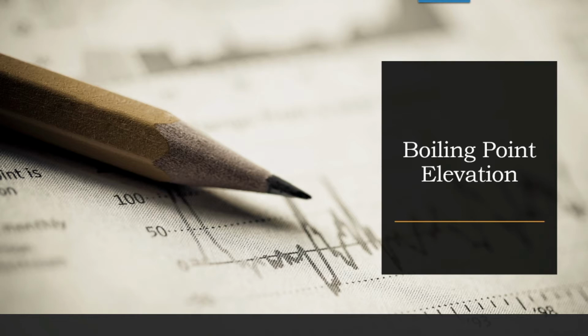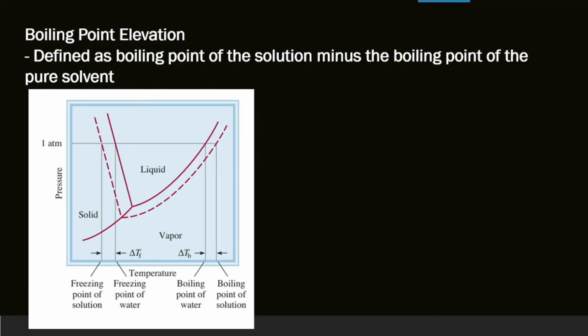In this video, pag-uusapan naman natin yung boiling point elevation. Okay? So, the boiling point of a solution is the temperature at which its vapor pressure equals the external atmospheric pressure. Because the presence of a non-volatile solute lowers the vapor pressure of a solution, it must also affect the boiling point of the solution. Boiling point elevation is defined as the boiling point of the solution minus the boiling point of the pure substance.